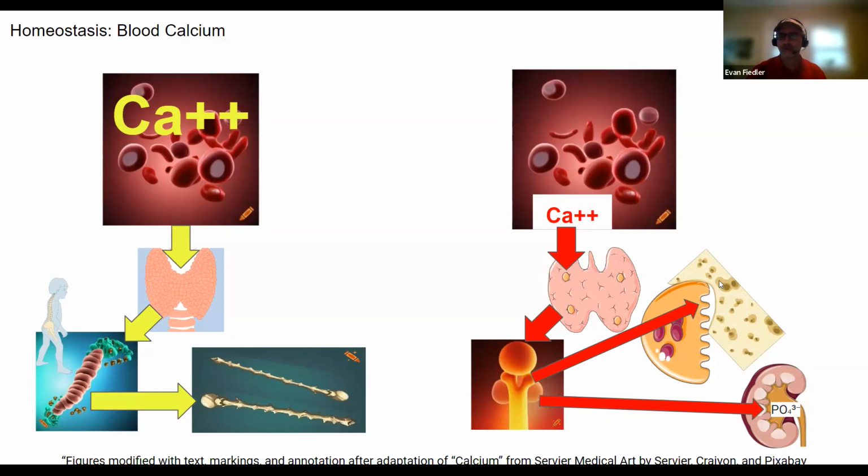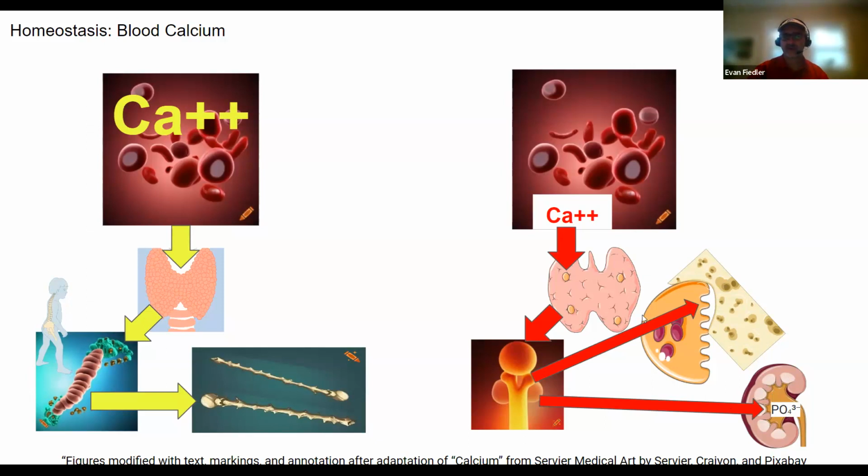Also, they'll cause the kidneys to excrete, meaning to get rid of, phosphate, because you don't want calcium and phosphate to bind, forming hydroxyapatite. You don't want that to happen, because we want the calcium to be in the blood, to bring it back up to normal level.